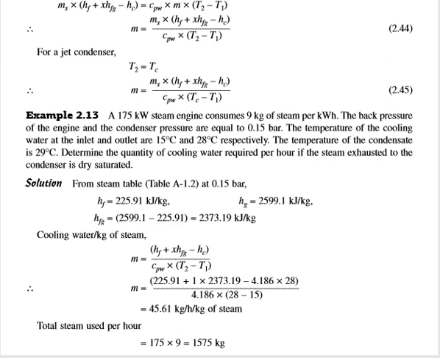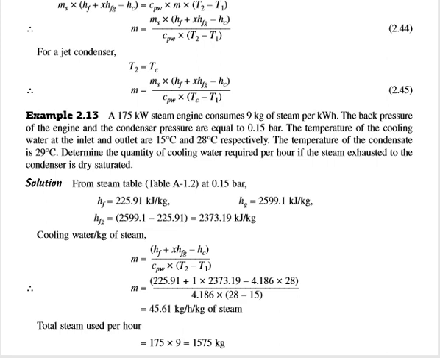You are getting HFG, the values of latent heat and sensible heat. Then find out the cooling water per kg of steam. Put this formula, because this numerical belongs to the surface condenser. Therefore you have to put the formula M equal to (HF plus XFG minus Cpw Tc) divided by Cpw into (T2 minus T1). Putting the values, you will get M equal to 45.61 kg per hour per kg of steam.